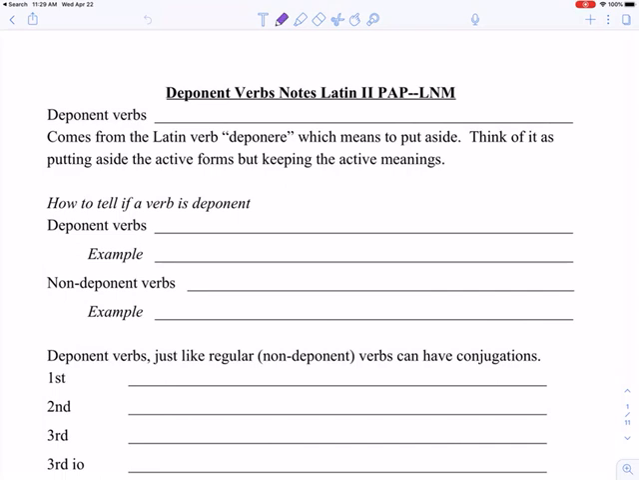All right, guys, today we are going to talk about these weird verbs that are called deponent verbs. Now, deponent verbs look passive. For example, in present, imperfect, and future, they'll have that -ris or -mini or -ntur ending, or in the perfect passive, they'll have the fourth principal part and a form of sum. However, they translate active.